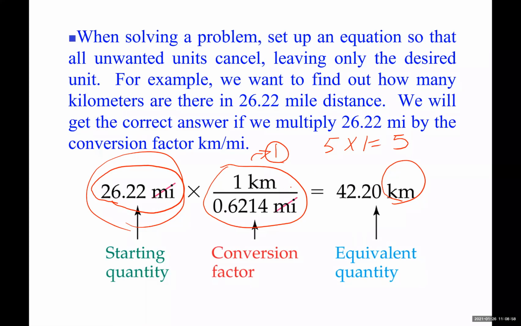But why am I doing that? Here is the reason. Can I cancel miles and miles? Miles on the top, miles on the bottom, cancel each other, yes? So what is the unit left? It's kilometer. So what is this unit conversion factor suggesting? It's suggesting that you take 26.22 divided by 0.6214, and you are going to get the number of kilometers.